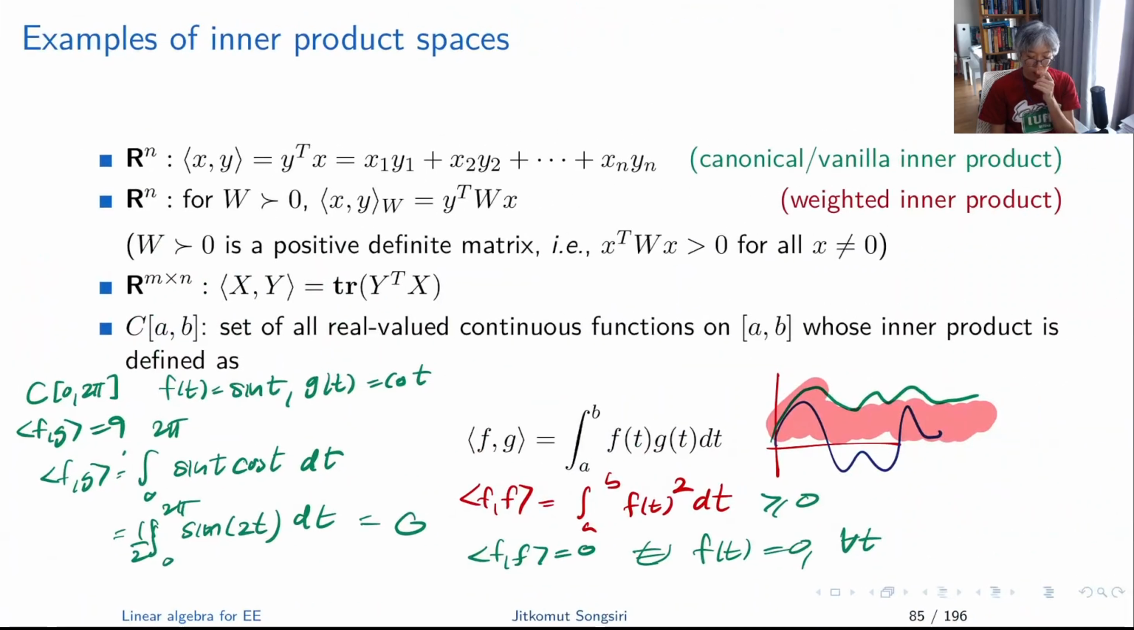A vector space can have more than one inner product defined on it. Whenever an inner product is defined, your vector space is called an inner product space, because now your vector space has a nicer property: you can talk about a relationship, in terms of inner product, between two members in the vector space.